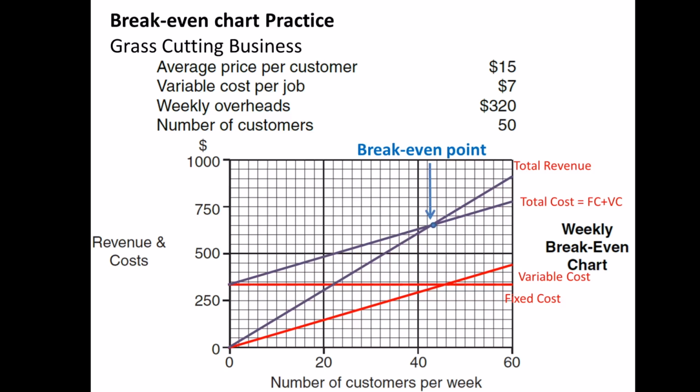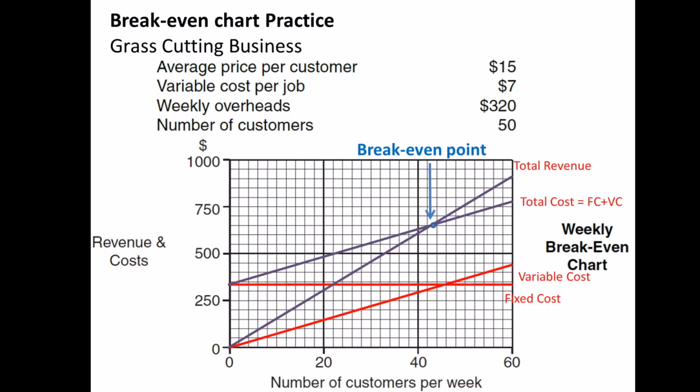So that's how you find the break-even point. That's it for the break-even analysis. It's that simple. Any questions? If there are no questions, then we will move on.